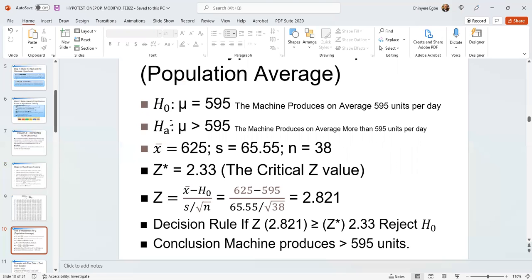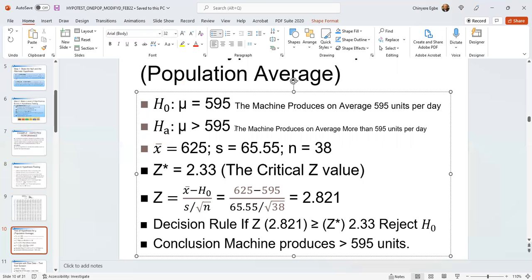And then the alternate hypothesis, which is a one-sided hypothesis, you know, take note that this is a one-sided hypothesis because it is not saying that the machine does not produce 595. It actually states that the machine produces more than 595. So that is your alternate hypothesis. And the reason you state the alternate hypothesis to be more is because your sample mean is 625, which is more than the null hypothesis. So you already take that position that the machine produces more than 595, okay?